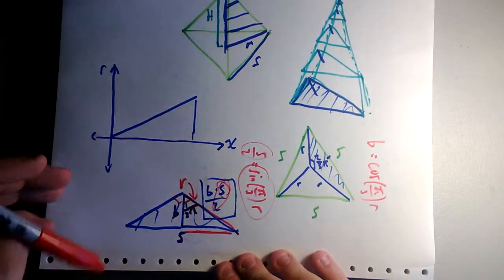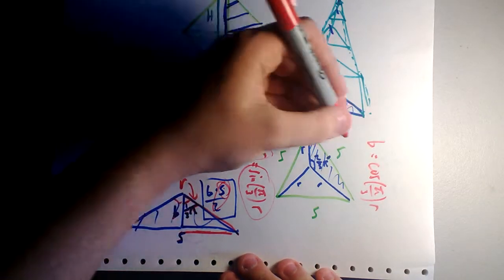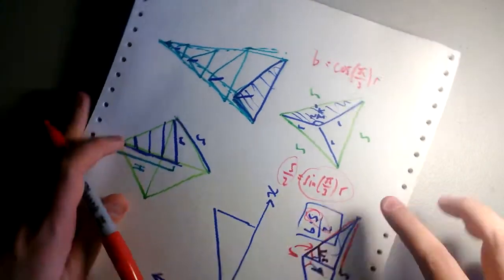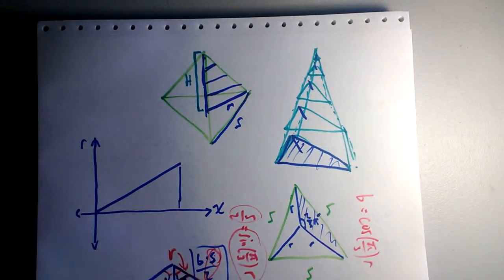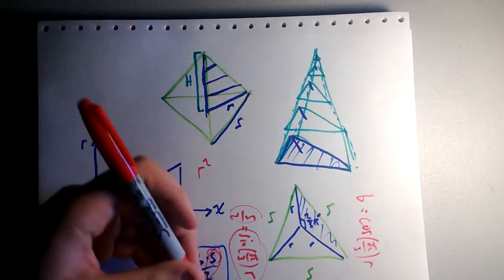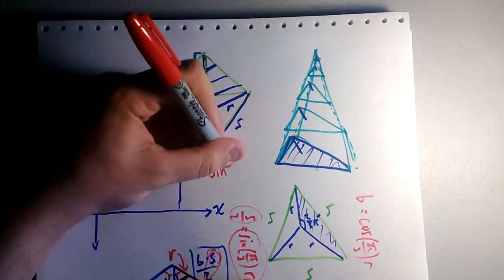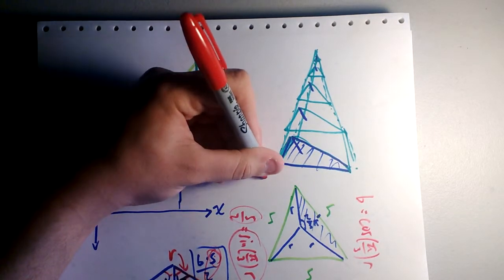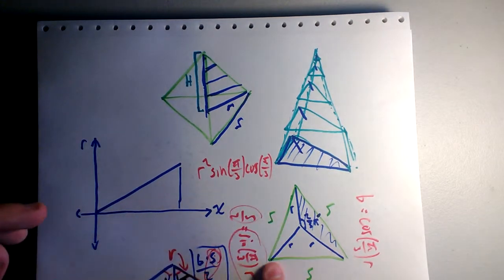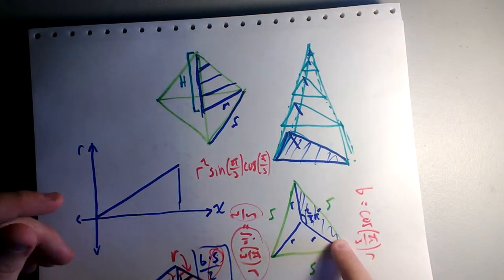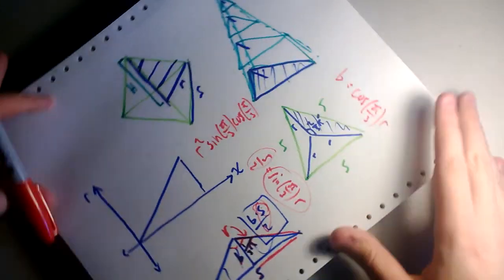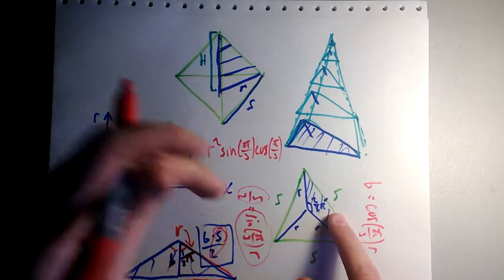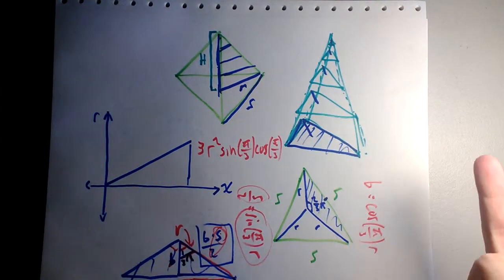Alright, so now if you put it together, you get b is cosine pi over 3 times r, and this is sine pi over 3 times r. So we're going to have 2 r's, so it's going to be an r squared. It's going to be a sine pi over 3, then right after that, a cosine pi over 3. And that's just one of these areas, right? Yep. That checks out. That's just one of these areas. So now what we need to do is we need to have 3 of these areas. Check it out. We're done.